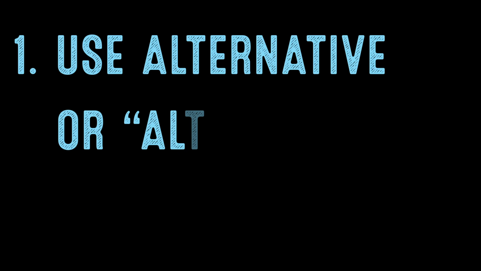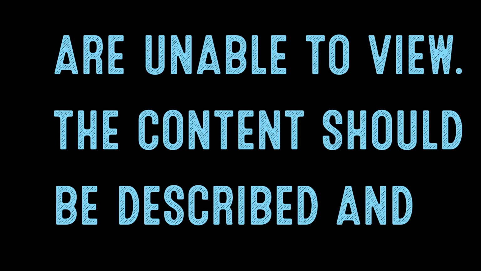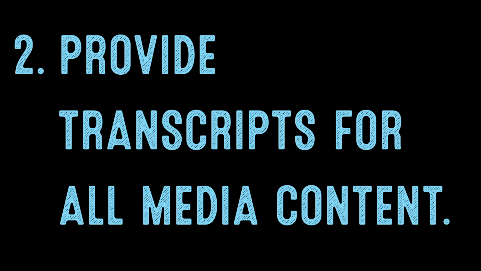1. Use alternative or alt text so that those with disabilities can access media content that they are unable to view. The content should be described and its purpose on the site explained. 2. Provide transcripts for all media content.